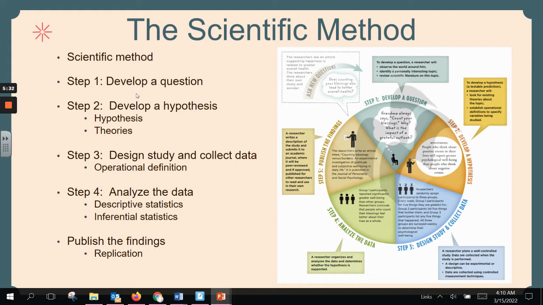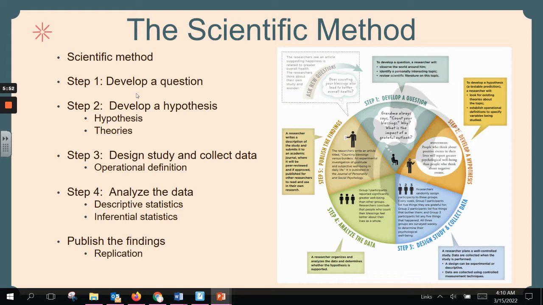When you design a study and collect data, you have to operationally define the variables. And this is where you just say what the variables are, how they're going to be measured. And it has to be stated in objective, observable terms. Step four, we're going to analyze the data.